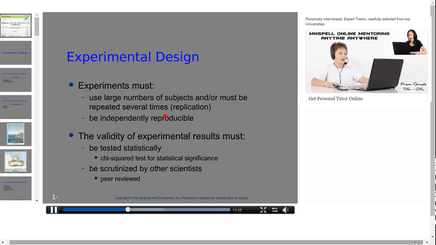Then the experiments must be a large number, they must be repeated several times, and be independently reproducible. Then we have the chi-square test for statistical significance, and the work must also be peer reviewed by other scientists.